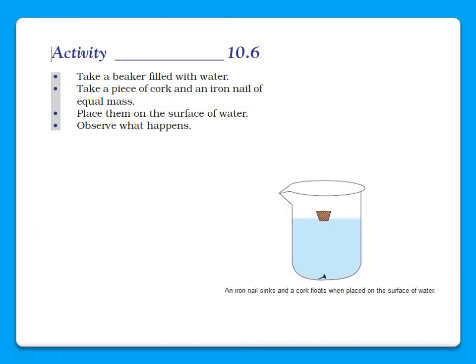Here is another activity. Again you have to take a beaker and fill this beaker with water. Now this time you have to take a piece of cork. This is the piece of cork. Here you can see the piece of cork.